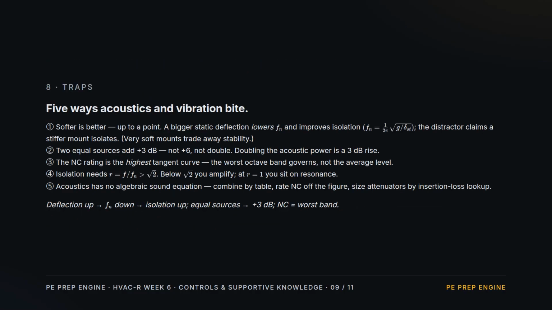Traps: 5 of them. 1. A softer, more deflecting mount lowers the natural frequency and improves isolation. The distractor says a stiffer mount isolates better. 2. 2 equal sources add 3 decibels, not 6 and not double. 3. The NC rating is the highest curve the spectrum touches. The worst band governs, not the average. 4. Isolation needs the frequency ratio above root 2. Below it you amplify, and at 1 you sit on resonance. 5. Acoustics has no sound equation. Combine by table, rate NC off the figure, size attenuators by insertion loss lookup.